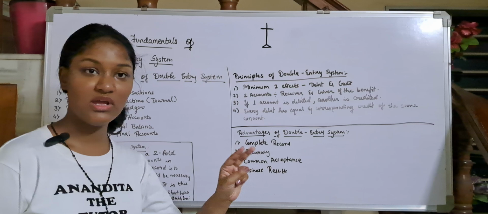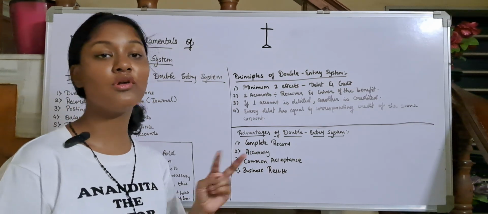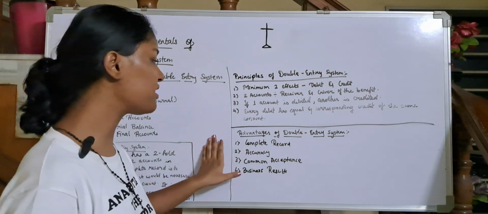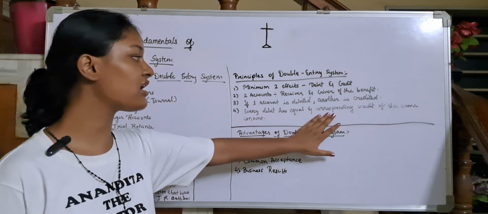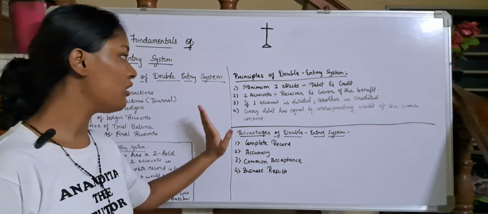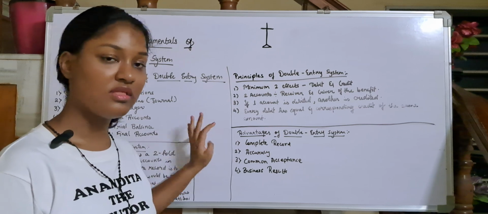If there are two accounts, then both the accounts cannot be debited and both the accounts cannot be credited. It should be equal. And the principle that we have learned in the previous video, every debit has an equal and corresponding credit of the same amount. So these are the four principles. It's nothing different from what we have learned, it's the same.